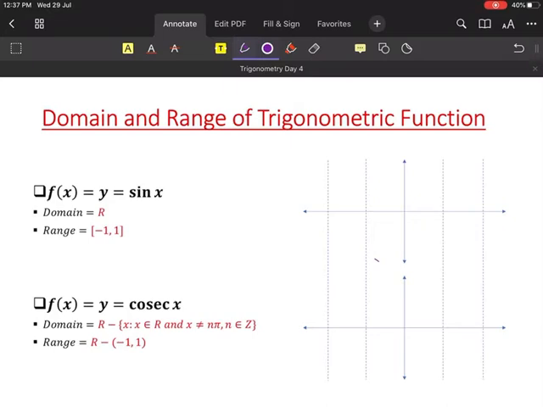Let's revise that thing. Domain is basically, suppose I have a function like this, f(x) is equal to x. So domain is what? Domain is all the possible values of x for which the function is defined. Am I clear? Yes or no? And what is range? Range will be all the values of y. That is range. Understood everyone? Yes or no? Now tell me, I have the function sin x.